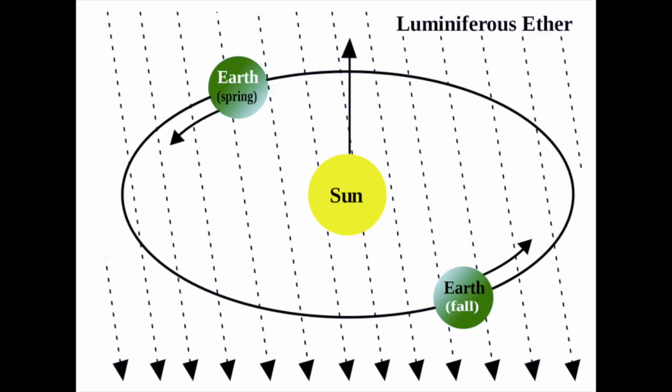We should be able to detect a type of ether wind. If there was such a thing as an ether, then the Earth would pass through it in its orbit around the Sun. On Earth, it would seem as if the ether was moving.